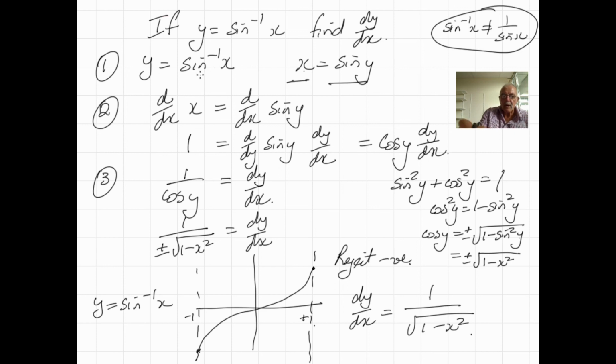Alright, given that y equals sine to the minus 1 of x, the inverse sine or arc sine of x, we can say dy dx will just be the positive one, because the gradient everywhere along this graph here is positive.